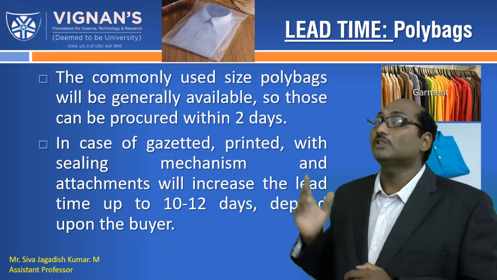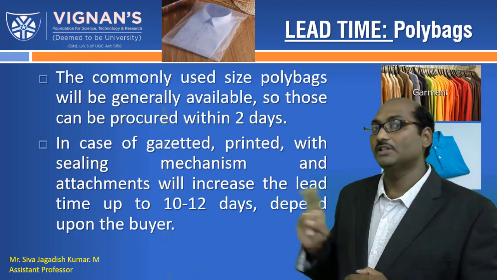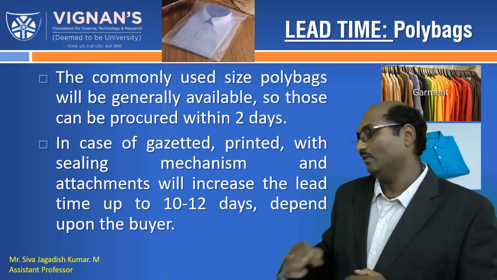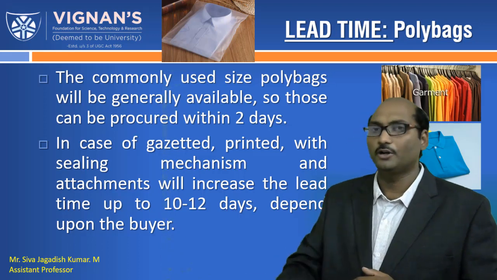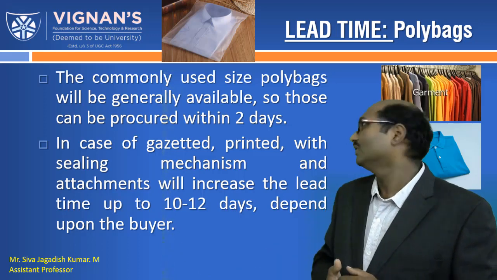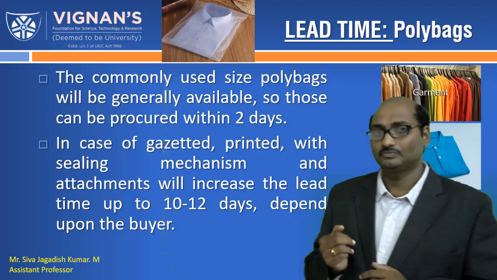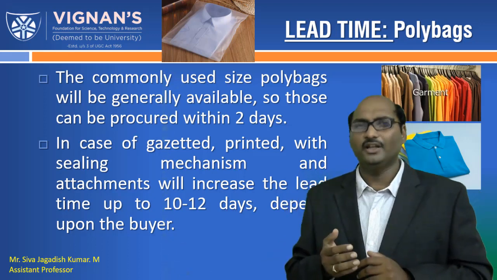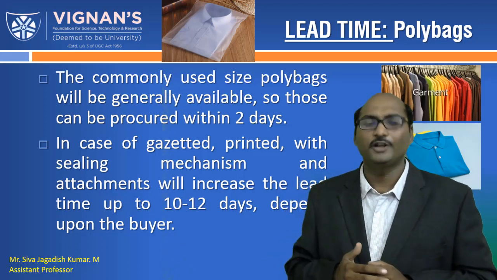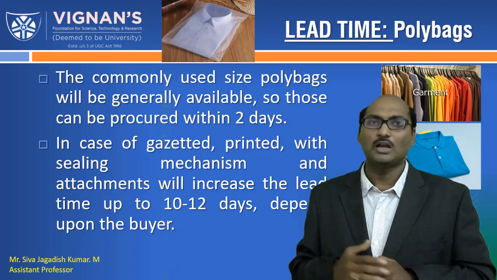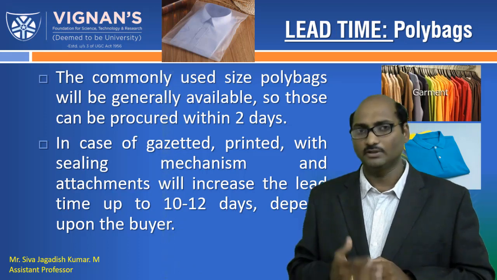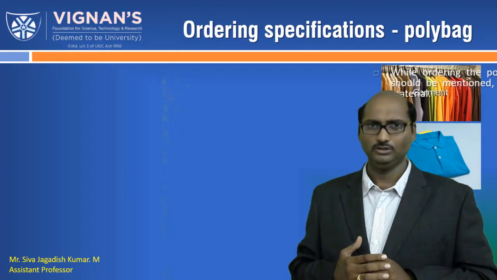The commonly used size polybags will be generally available. What is the lead time? If we give an order today, when will it be available? The minimum is like 2 days, but depending upon the design and all, it may take up to 2 weeks. 10 to 12 days is the normal lead time. As a merchandiser or a costing person, you need to consider that.